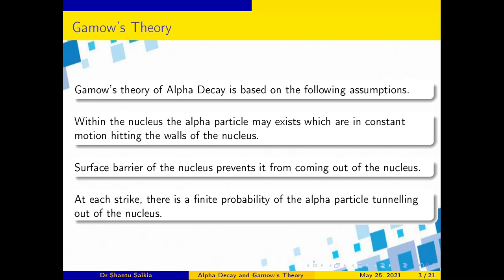This alpha particle process cannot be explained classically. So we have to use quantum mechanics to explain it. This process of quantum mechanical tunneling is used to explain the alpha particle coming out of the nucleus.